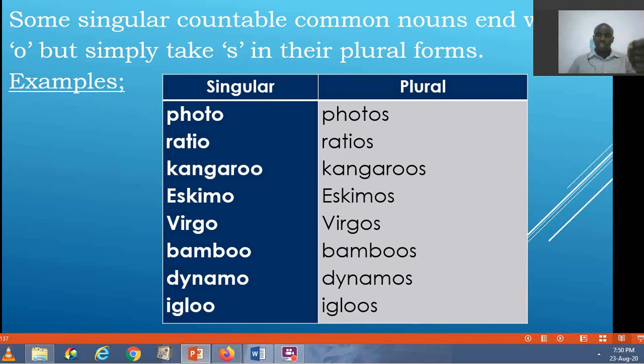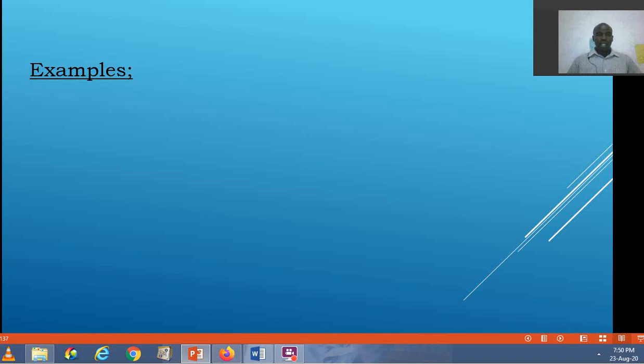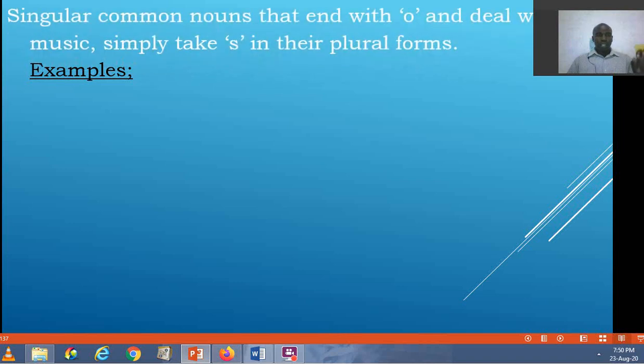We are not going to have a full lesson on only one type. When we try to explain to you how plurals of certain words are formed, it is so that you are able to learn. Let us look at that. We are saying singular common nouns that end in O.